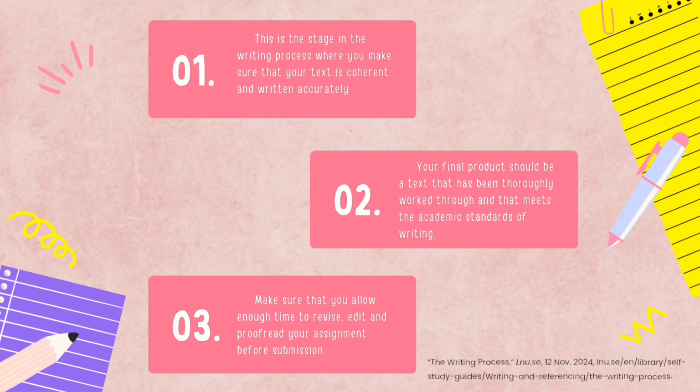This is the stage in the writing process where you make sure that your text is coherent and written accurately. Your final product should be a text that has been thoroughly worked through and that meets the academic standards of writing. Make sure that you allow enough time to revise, edit, and proofread your assignment before submission.